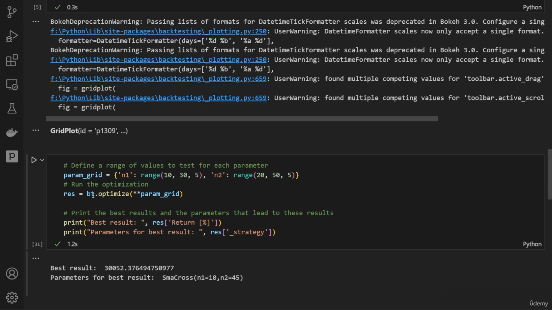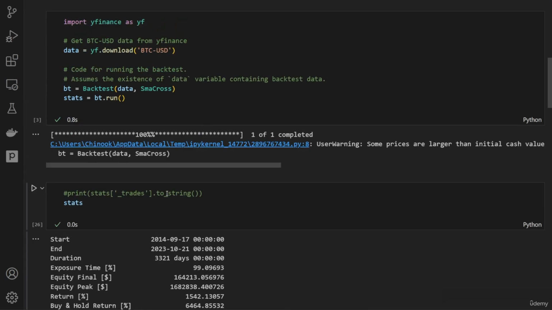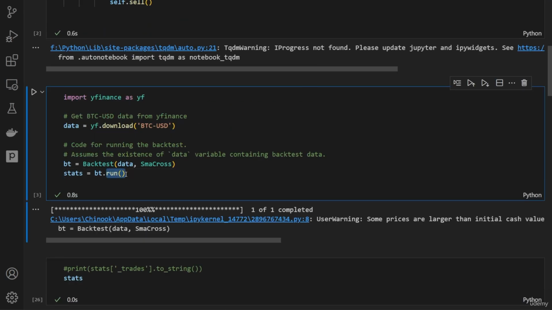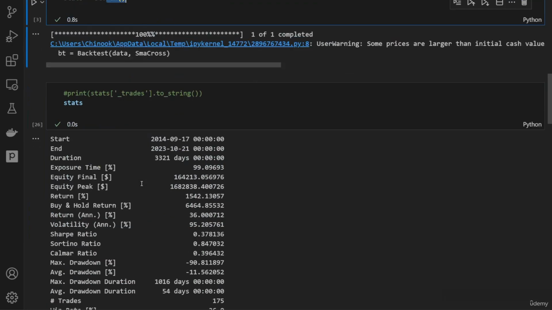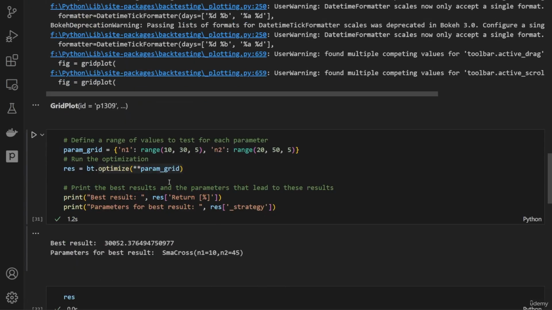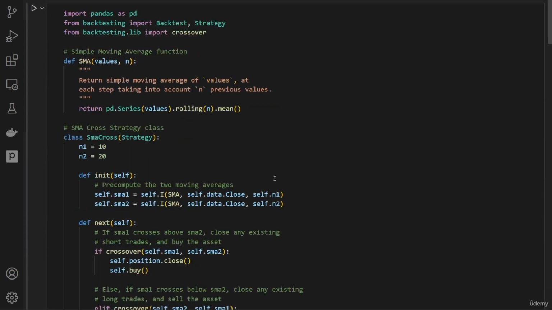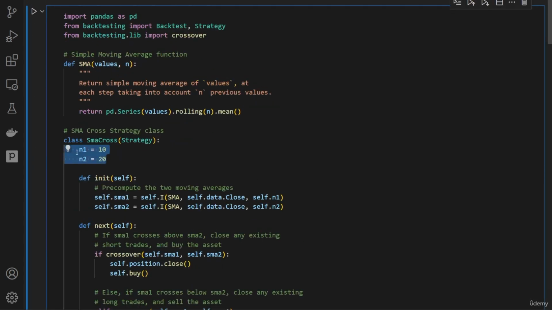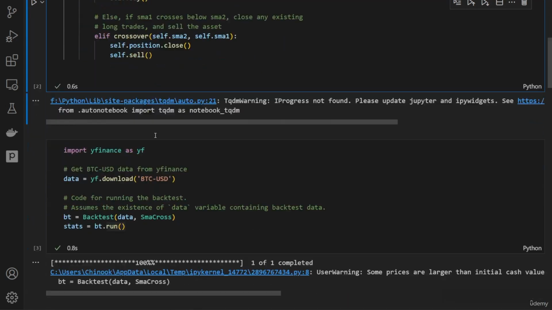So we can use the backtest.optimize method in this case instead of the bt.run that we just used in the previous cell for a normal backtest. Here we're trying to optimize using a grid search, and the two parameters that we are going to optimize upon are N1 and N2, which are the lengths of the moving averages. Remember, we have two moving averages in this strategy, and these are the lengths of these two moving averages that we have defined in these two variables here within the class SMA cross.